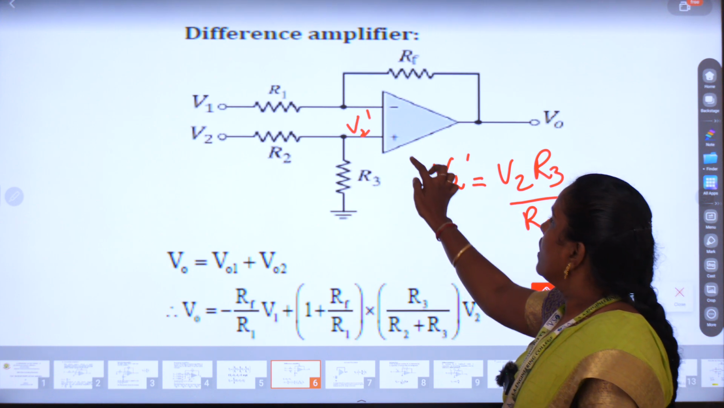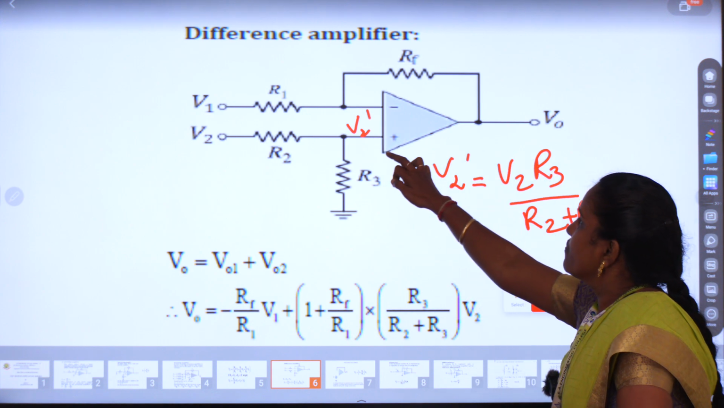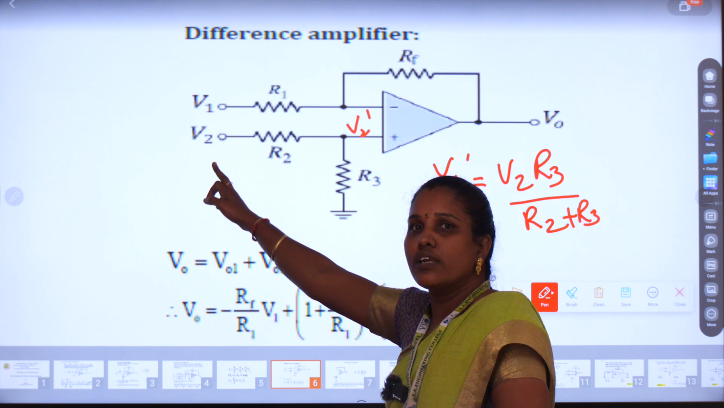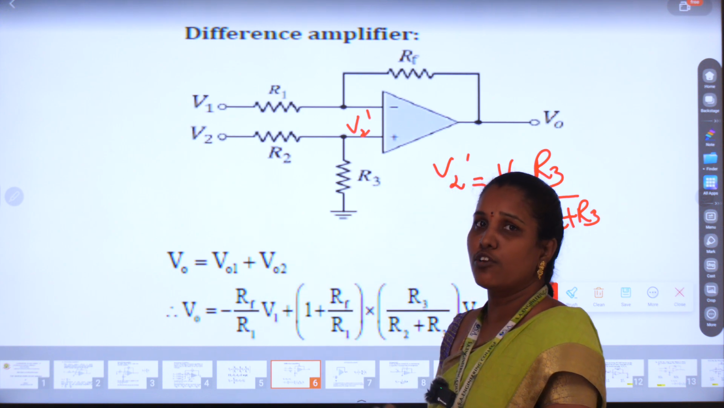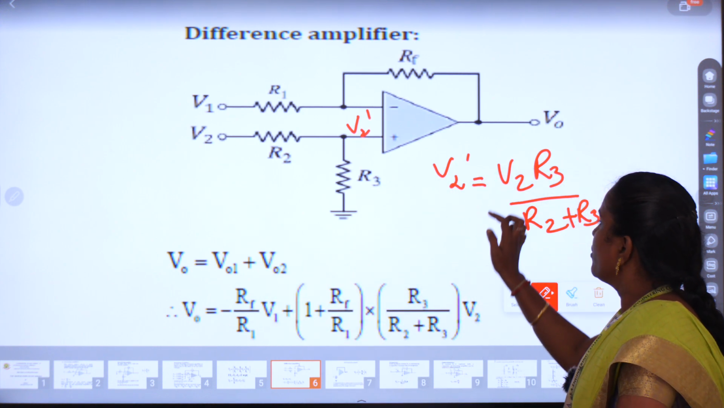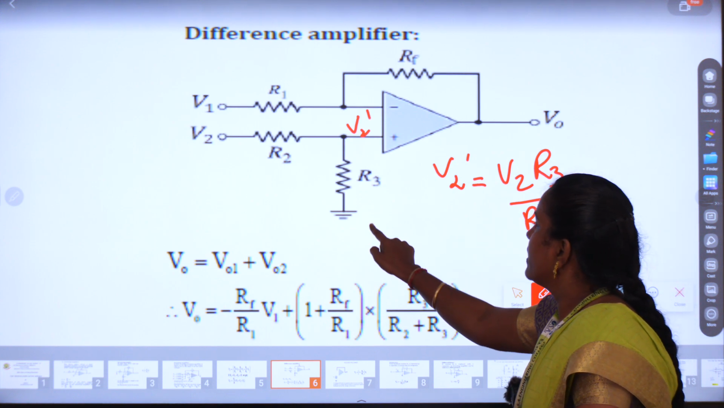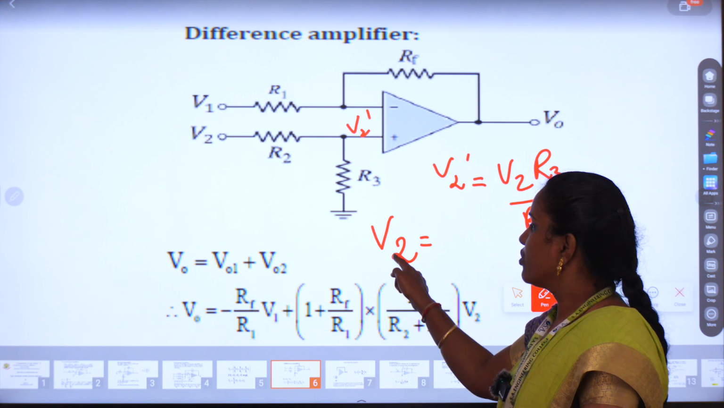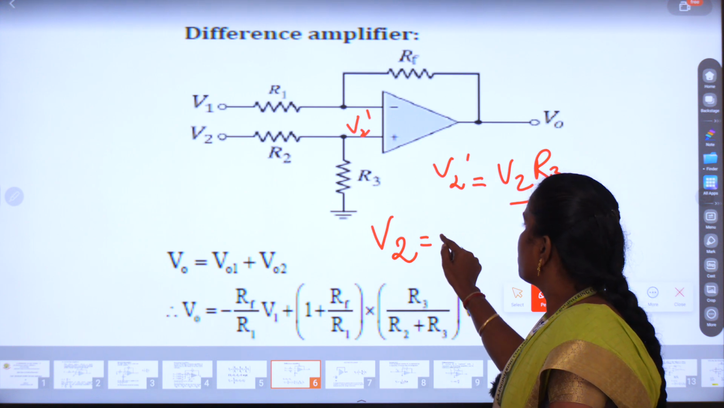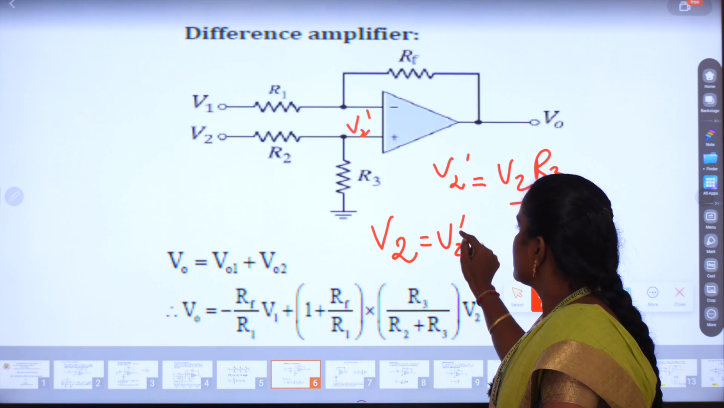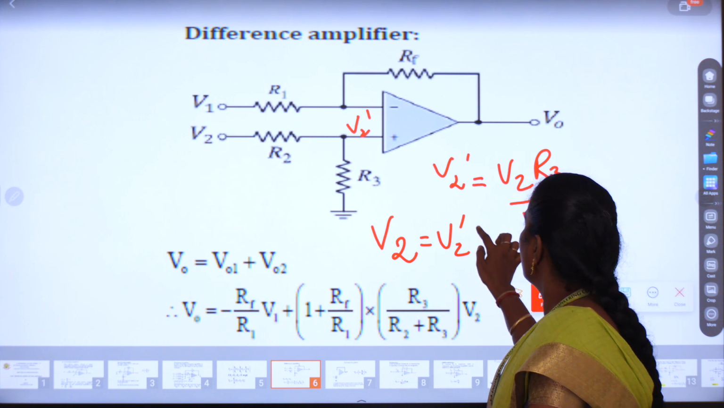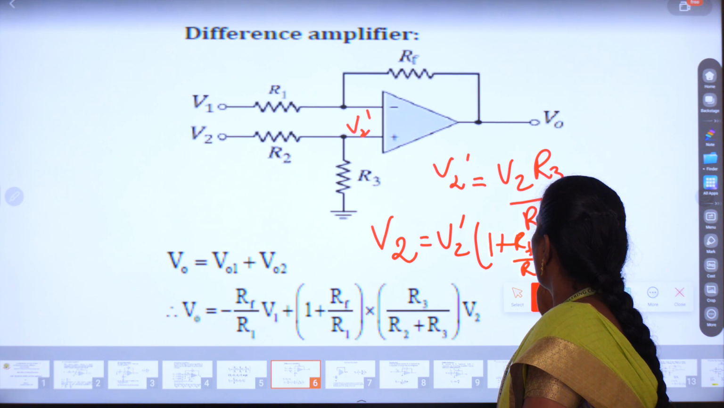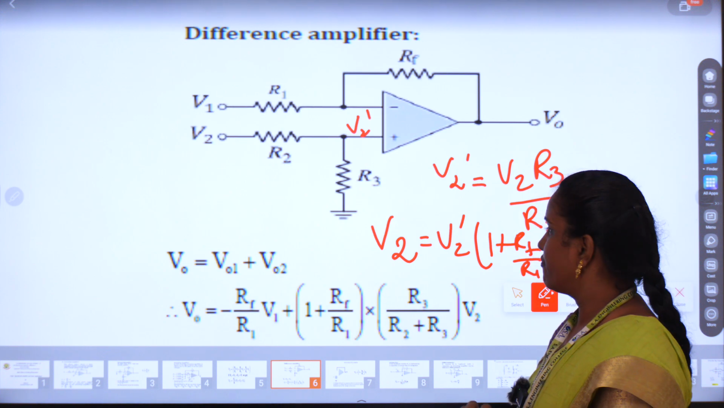Now you want to multiply this V2 dash. Actually, your original input given to the non-inverting terminal is V2 only, not V2 dash. So you found that V2 dash. Now you want to find the output for V2. The output is V2 dash into 1 plus Rf by R1.